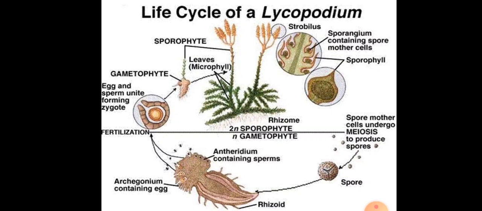After the joining of the antheridium cells and the archegonium, fertilization will take place. From the fertilization, the egg and the sperm unite to form the zygote. From the zygote we have the gametophyte. From the gametophyte we have the new plant or sporophyte also.